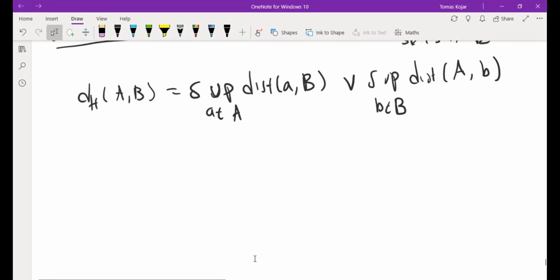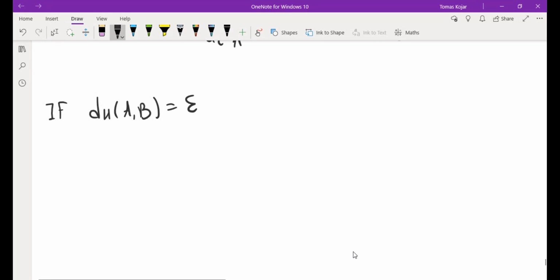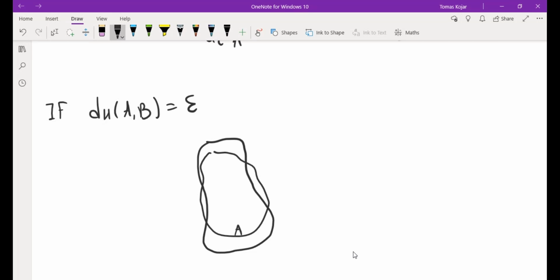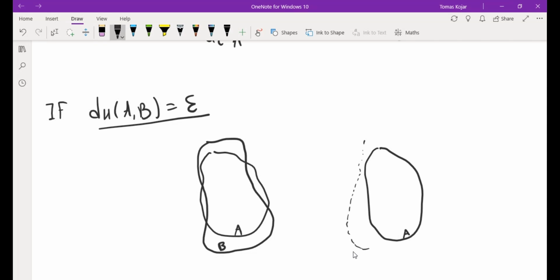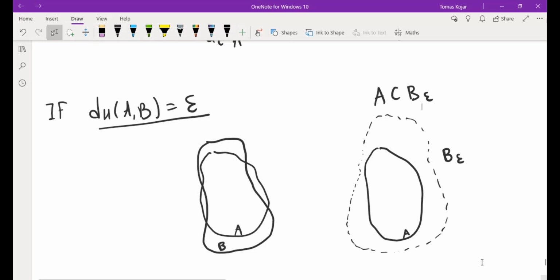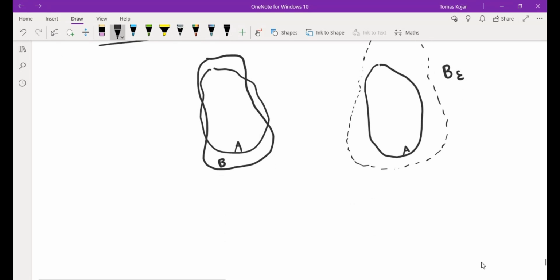All right, so let me just draw a picture. If dH of A, B is epsilon, we have the following thing. So this is A, and then B might not contain A. So this is B. But when you have this statement, let me draw it again. So this is A. And then it says that A is within, let me do it with dots, A is within B epsilon. And the same in reverse.